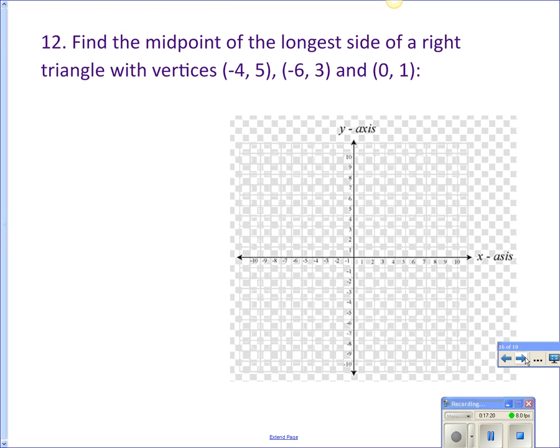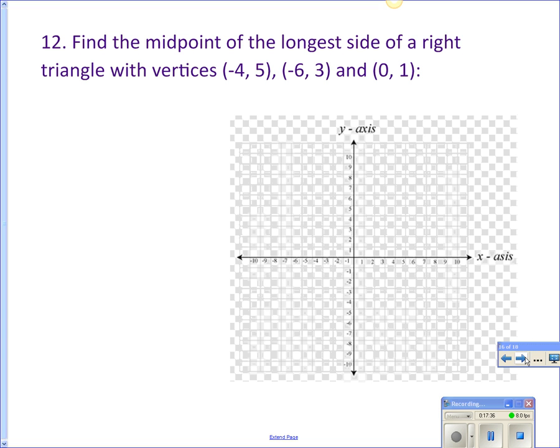All right. Last type of problems. We have done these before, but I want to review because it's been since the very beginning of the semester when we did this. This one says, find the midpoint of the longest side of the right triangle with vertices negative 4, 5, negative 6, 3, and 0, 1.